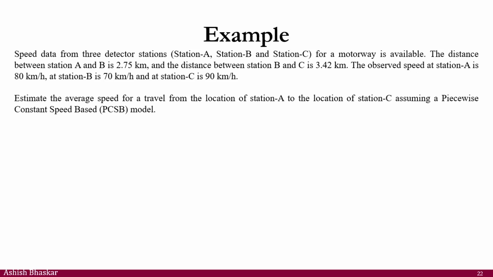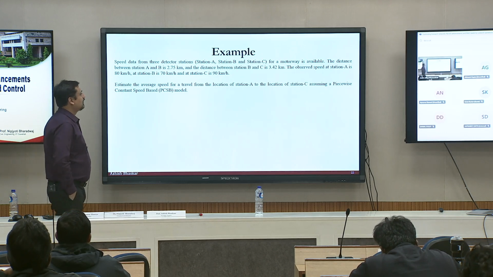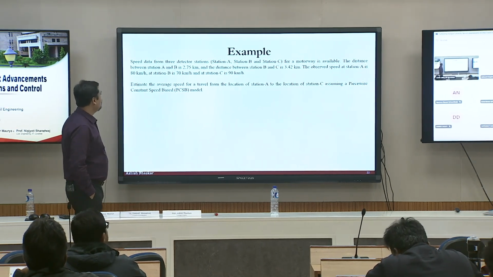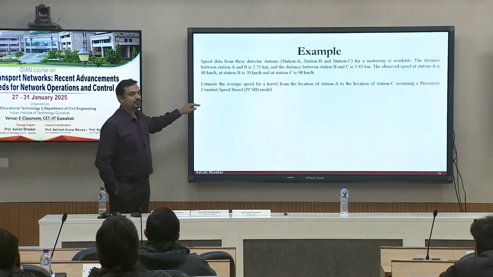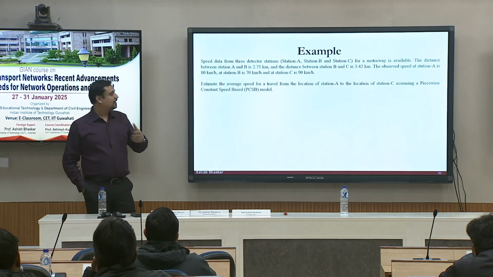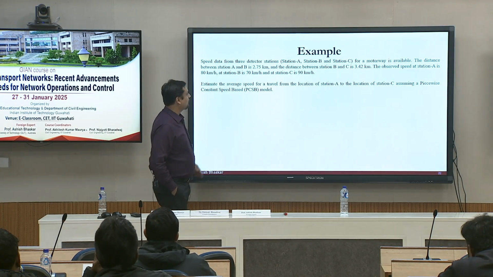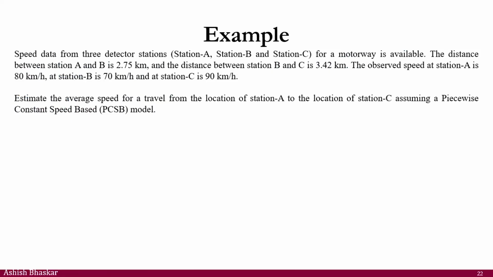Speed data from 3 detector stations A, B and C on a motorway is available to you. The distance between A and B is 2.75 kilometers and the distance between B and C is 3.42 kilometers. The observed speed at station A is 80, station B is 70, and station C is 90. You know the distances. Estimate the average speed for a travel from location A to location C, assuming a piecewise constant speed-based model.